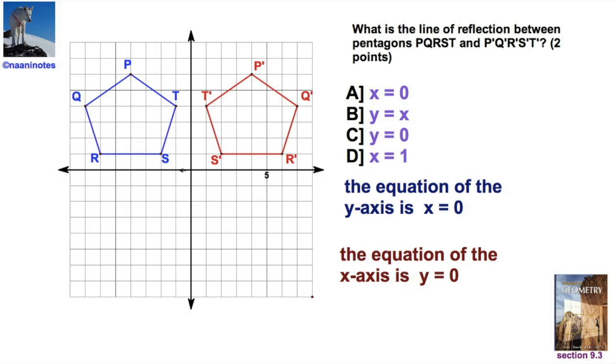5, 0, negative 1, 0, negative 7, 0. So right there, keep this in mind. But if, in this case, we're looking for the vertical axis, the vertical or y-axis, x equals 0. Okay. All right. Let's move on here.